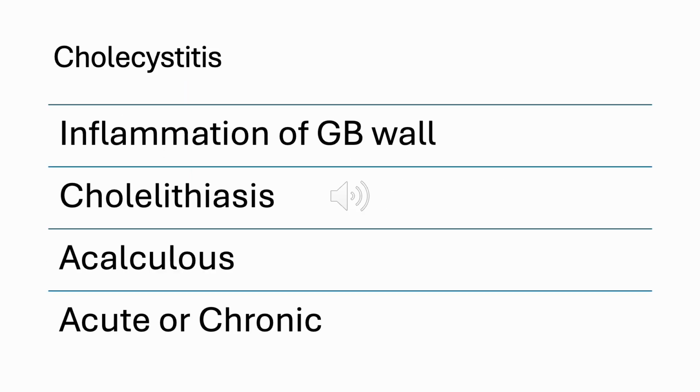Cholecystitis, as I mentioned previously, is inflammation of the gallbladder wall. The most common cause of cholecystitis is cholelithiasis, which is gallstones. However, gallstones don't always cause cholecystitis. You could have gallstones and never know about it, just find out about it on a random ultrasound that you have. And then cholecystitis could be with stones or without stones. The term for stones is calculus. So acalculous means without stones.